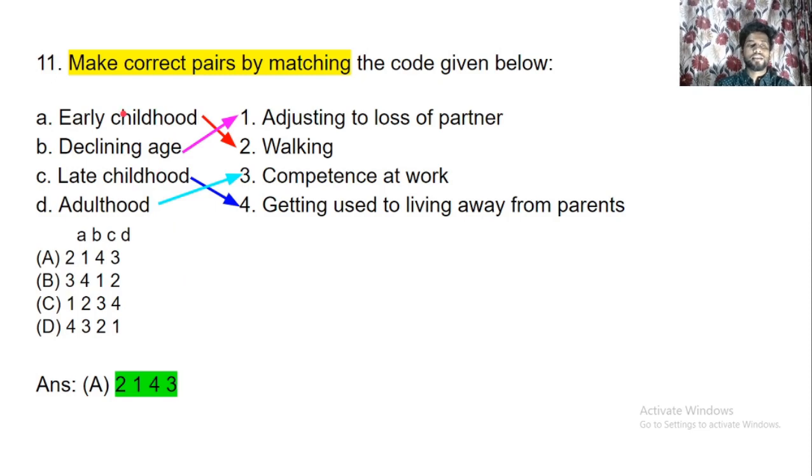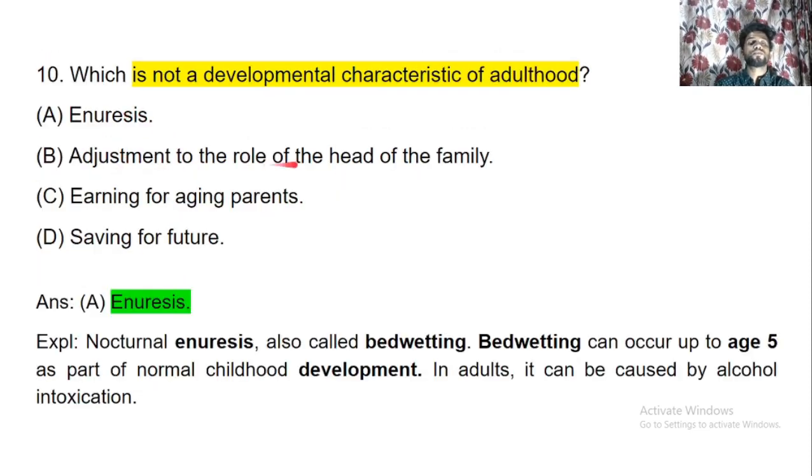The rest are characteristics of adulthood, because adjusting to the role of head of the family is one, earning for aging parents is also a duty of adulthood, and saving for the future is also a duty of adulthood. So enuresis is not a characteristic of adulthood.